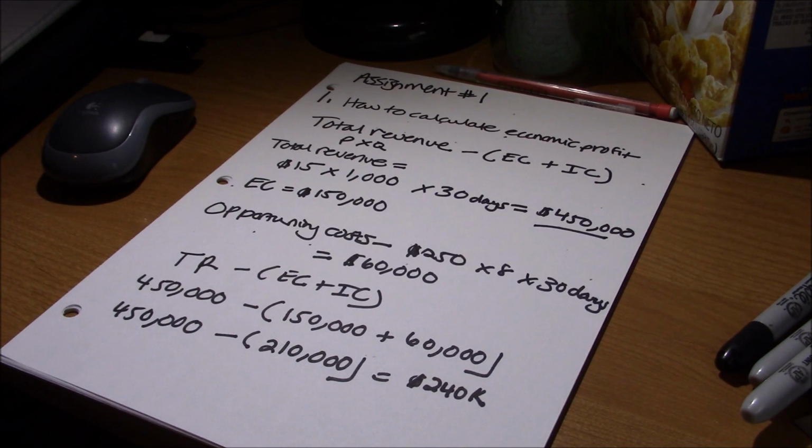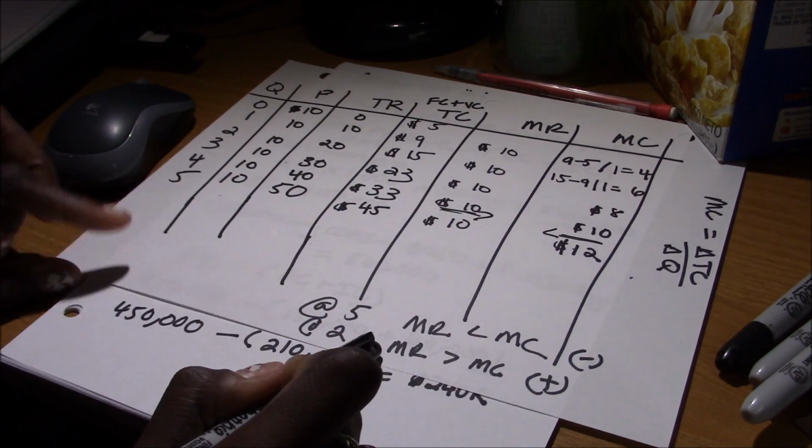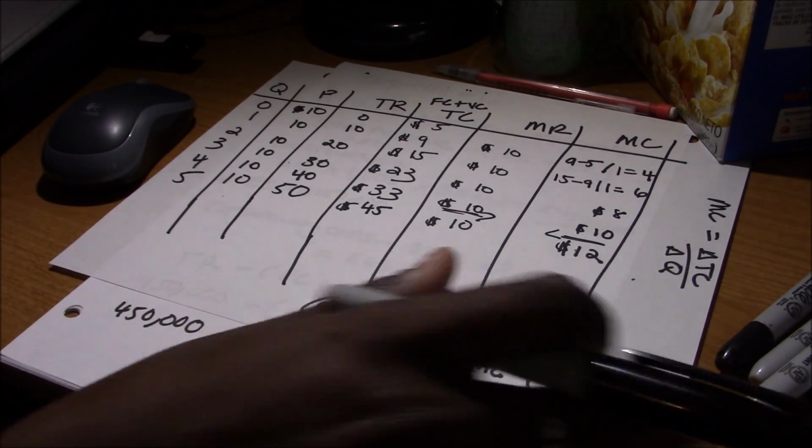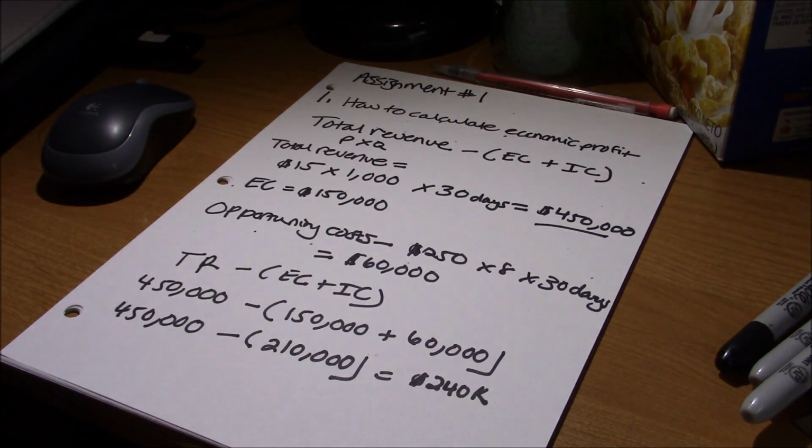We can go on to number 5, when you guys answer. At the current level of production, if MR is greater than MC, remember from this chart right here, if MR is greater than MC, then of course you need to increase production. You need to produce more units.